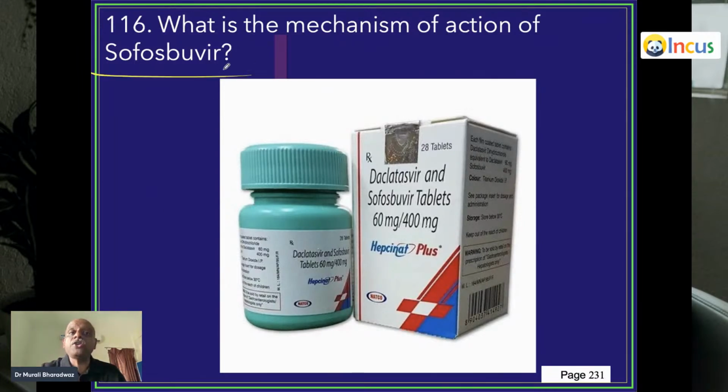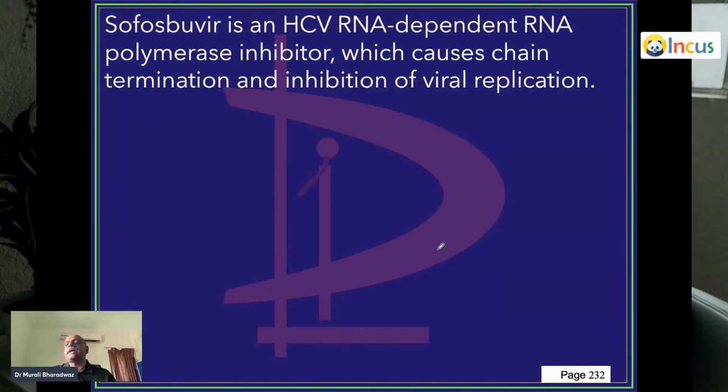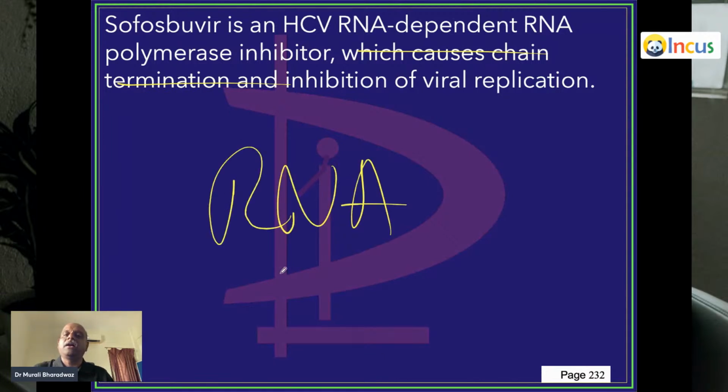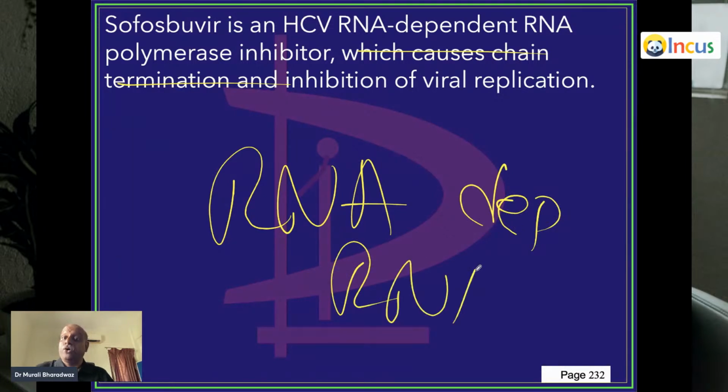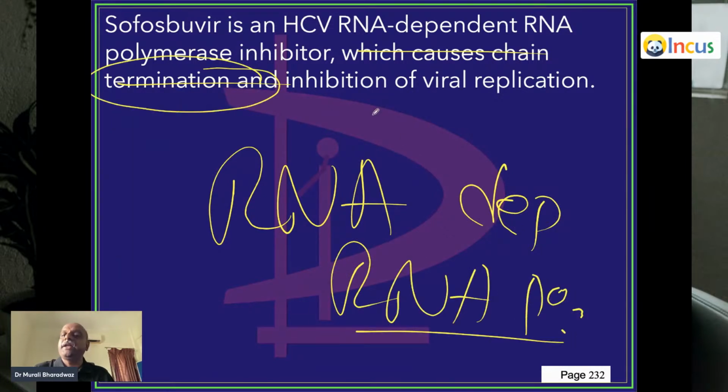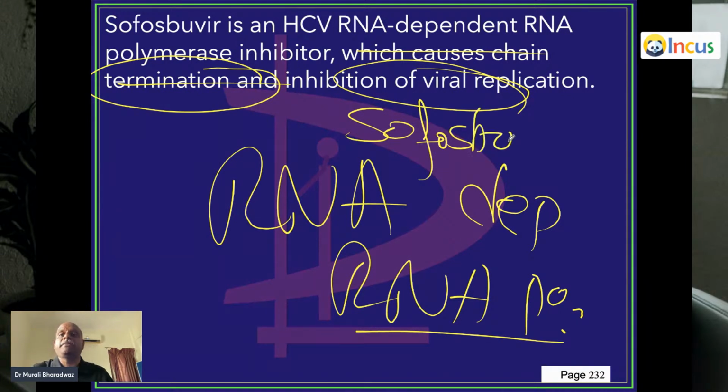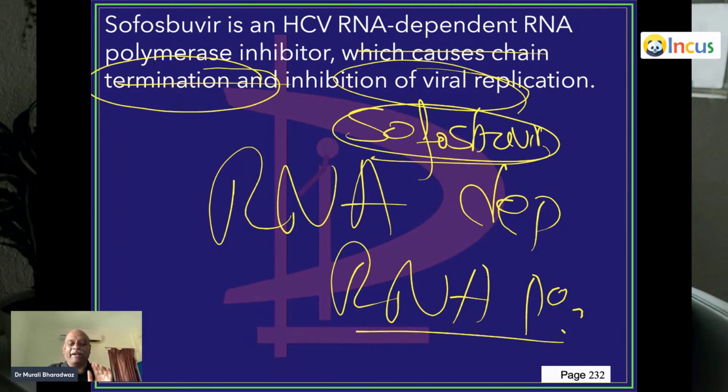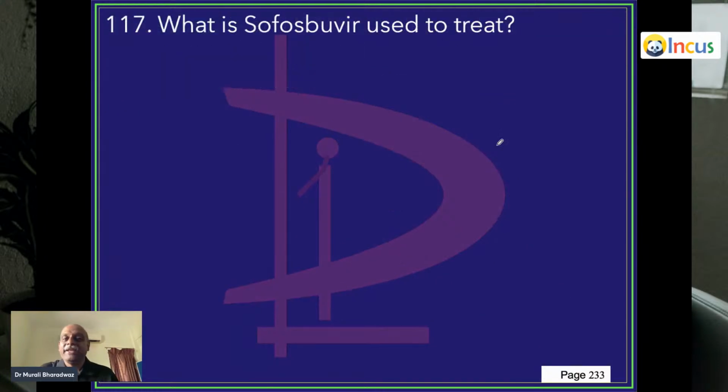So sofosbuvir, this is a daclatasvir and sofosbuvir tablet, 60/400. Sofosbuvir is an HCV RNA-dependent RNA polymerase inhibitor that leads to chain termination and inhibition of viral replication. So the examiner specifically will ask about sofosbuvir. Sometimes the first time you will be looking at this is in the exam hall. That should not happen after attending Dr. Murali Bharadwaz's class, right? So what is sofosbuvir used to treat?